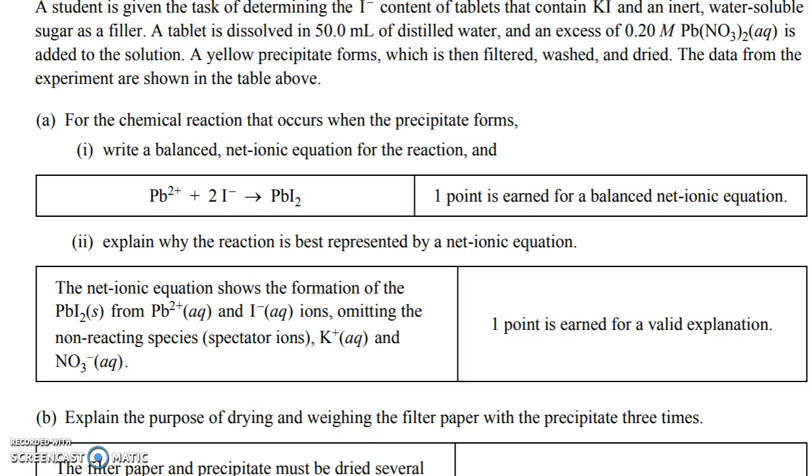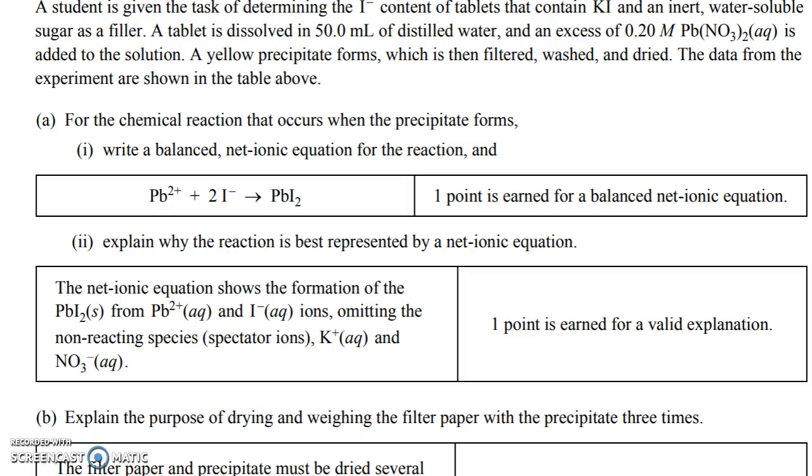Explain why the reaction is best represented by a net ionic equation. So then here, what is it asking you? It's just asking you, well, tell me why you're using the lead and the iodide to give you the solid. Then you can say it's a precipitate. You can say the other ions are the same before and after. So you can talk about spectator ions. Again, that's a point.